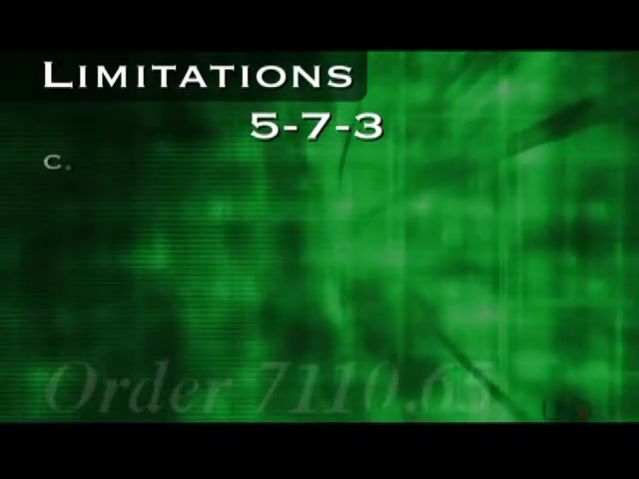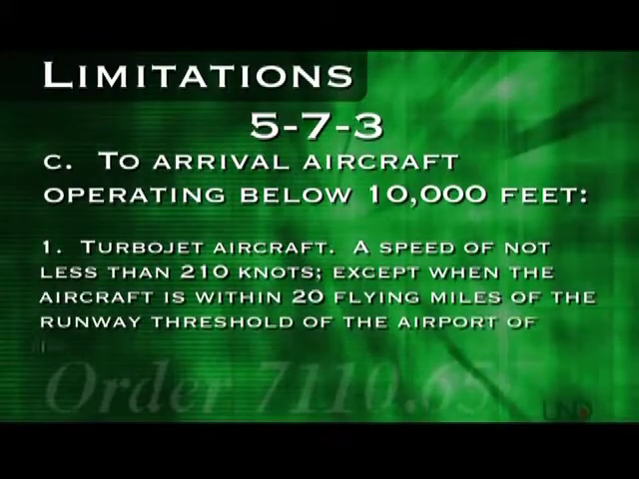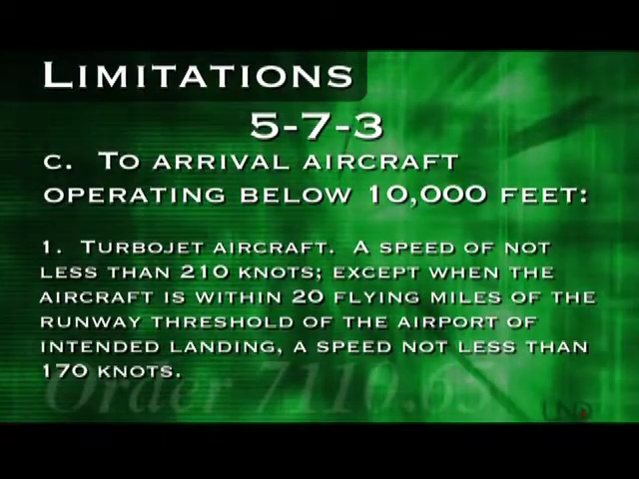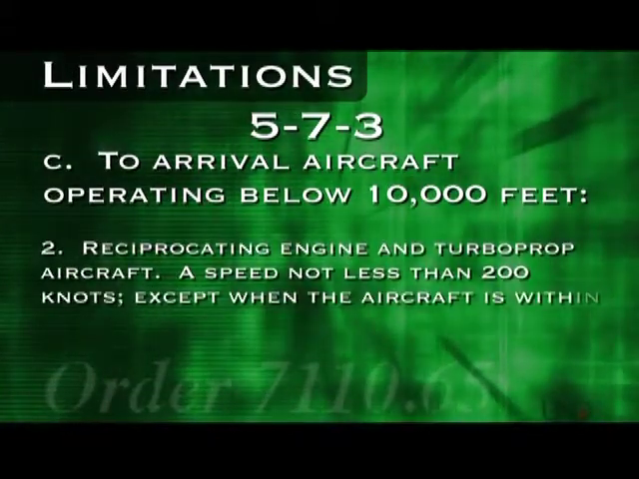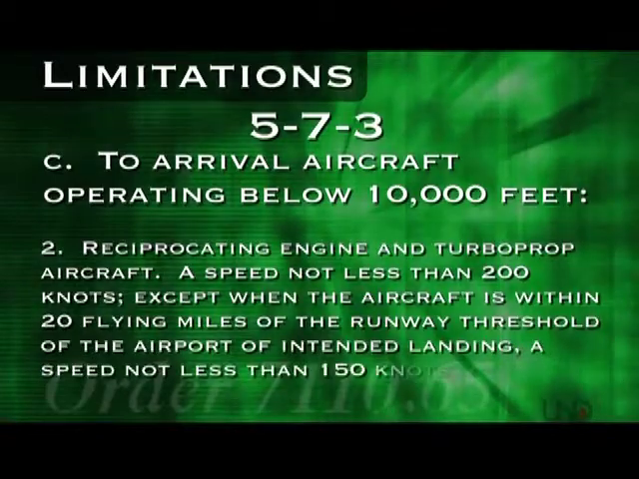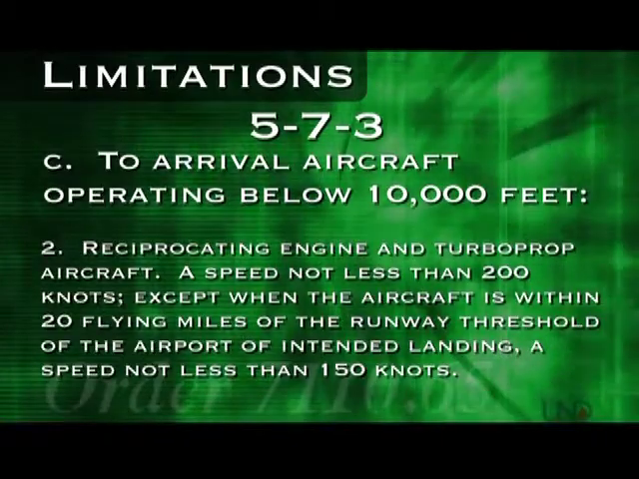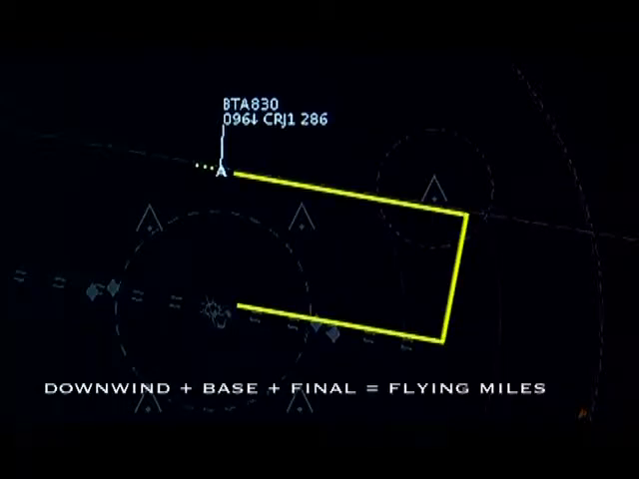To arrival aircraft operating below 10,000 feet, turbojet aircraft, a speed of not less than 210 knots, except when the aircraft is within 20 flying miles of the runway threshold of the airport of intended landing, a speed not less than 170 knots. Reciprocating engine and turboprop aircraft, a speed not less than 200 knots, except when the aircraft is within 20 flying miles of the runway threshold of the airport of intended landing, a speed not less than 150 knots. Flying miles means the actual distance the aircraft will fly to get to the runway, not the straight line distance from its current location. If an aircraft is abeam the approach end of the runway, the flying miles include the distance it will fly on downwind, the base turn, and final approach all added together.